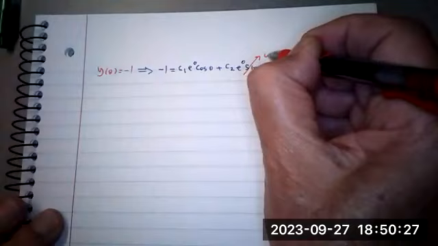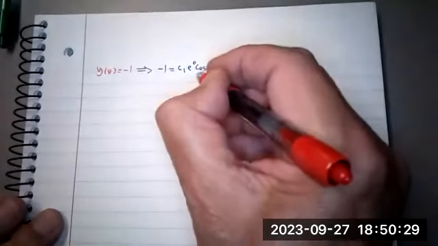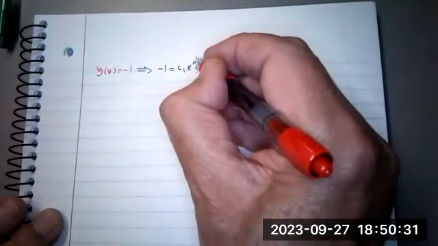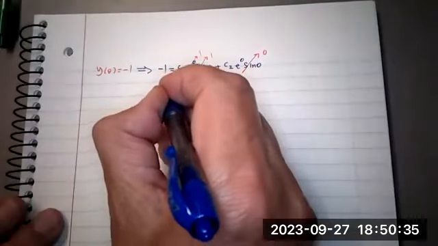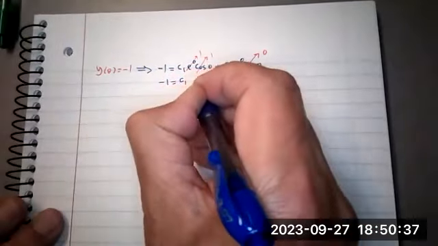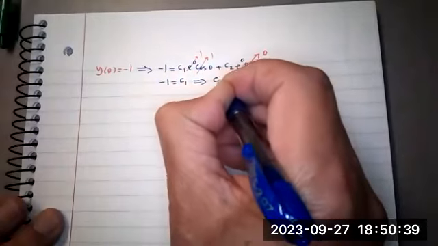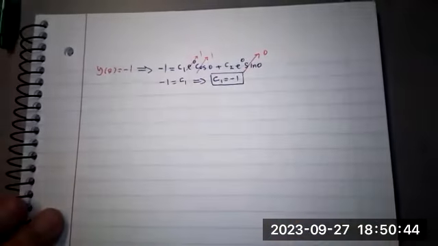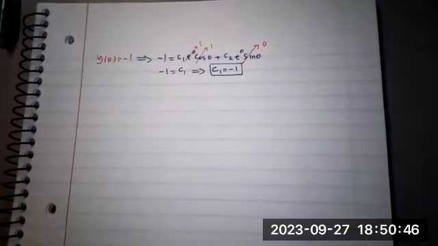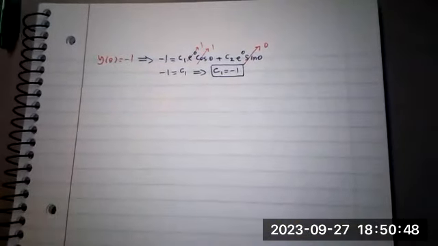Sine of 0 is 0, so the second one will disappear. Cosine of 0 is 1, and e to the 0 is 1. So that gives us simply negative 1 equal to c1, or c1 is equal to negative 1. That's what you get from the first one, and you write it down and wait for the second equation. So I imposed y of 0 equal to negative 1 into the equation.